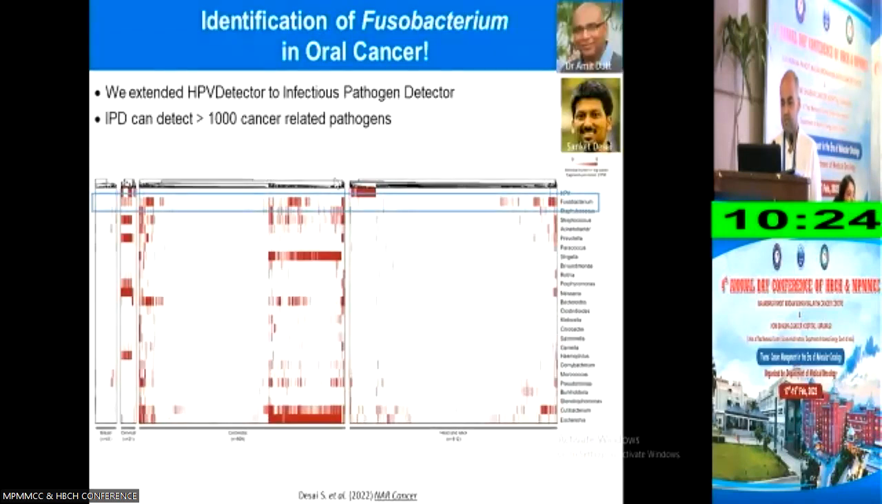Now, to extend this further, we have developed HPV detector into version 2 of the computational tool, which we now call infectious pathogen detector. And one of my juniors, Sanket Desai, took this work further, where we identified the landscape of microbial infections across various different cancer types. So on this panel, we have breast cancer here, followed by panel 2 of cervical cancer.